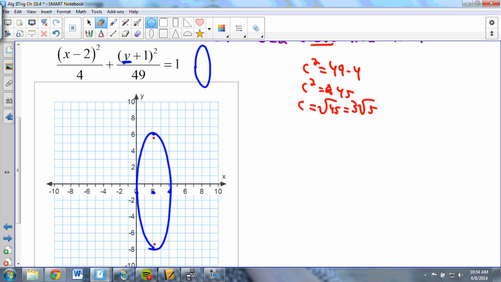And if I want to get fancy, that's how it should look. That's the correct ellipse then.